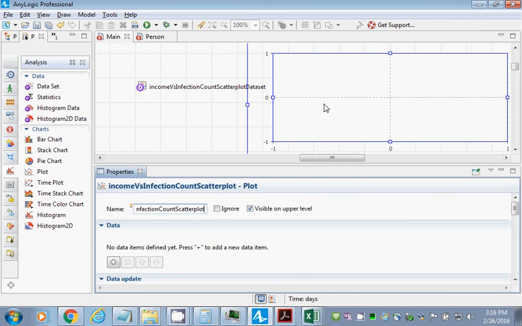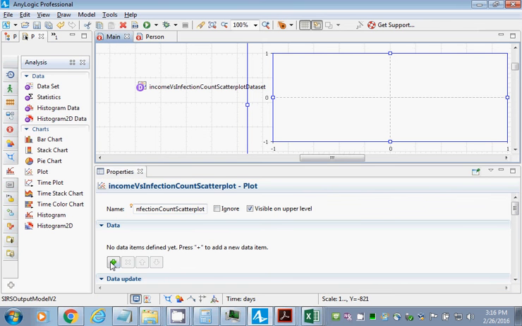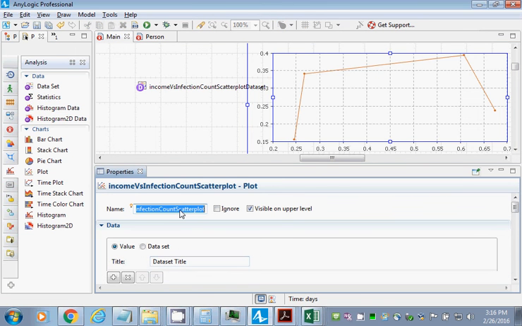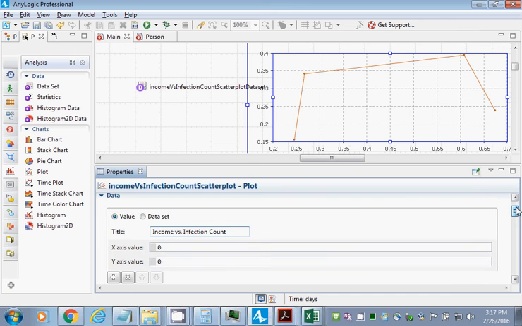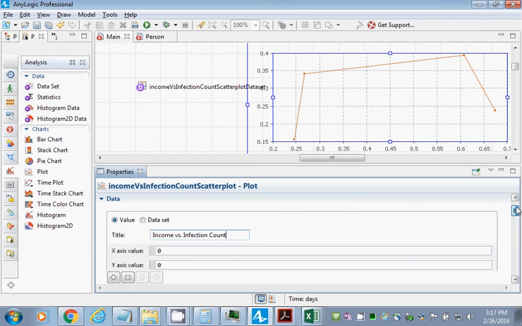The data set of which Kurt does not wish to utter its name. This is the Voldemort data set. You dare not utter its name. So income versus infection count scatter plot data set is what this will be based on. Okay? Got it.